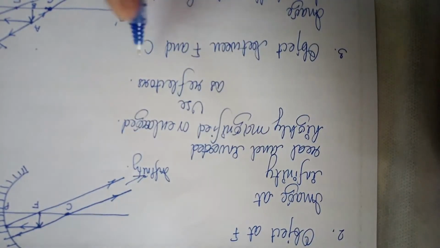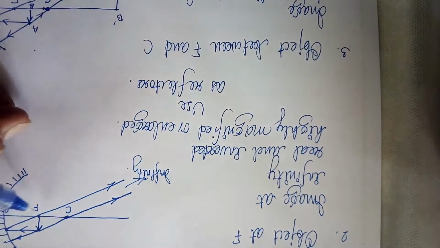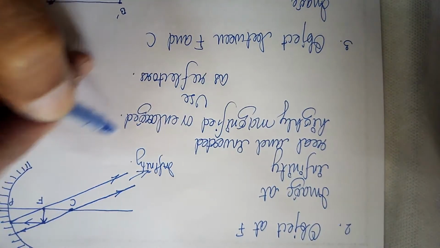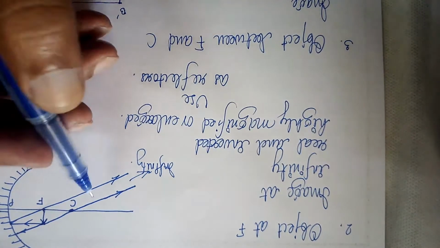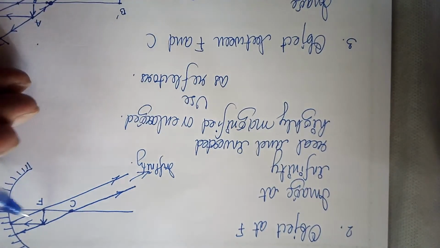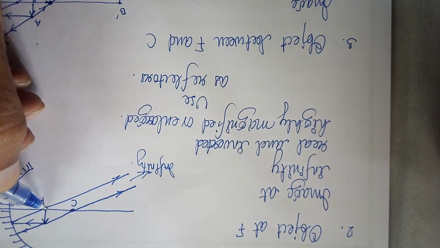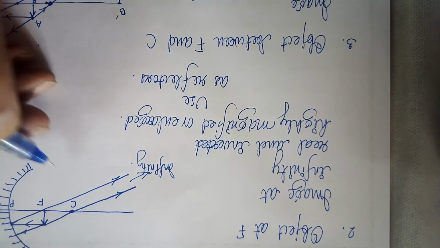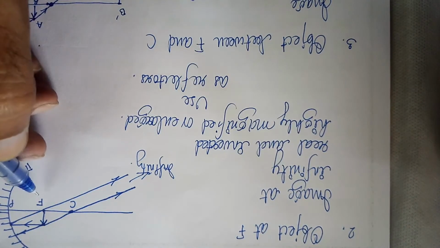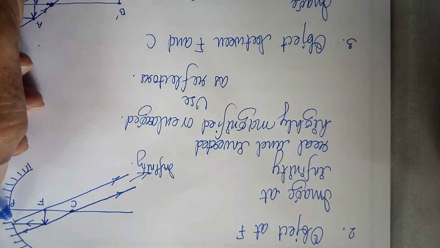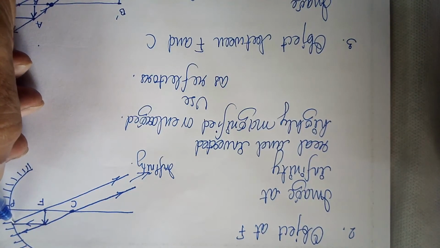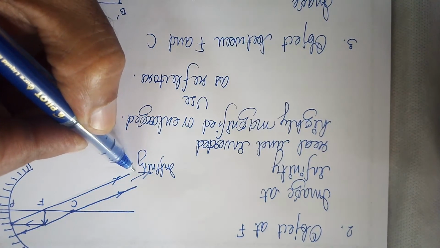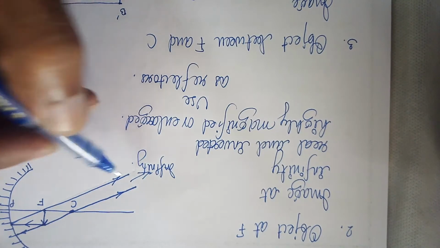Now the second one. Now consider the object is placed at F, the focus. Now consider this object which is placed at the focus of this concave mirror. Now the parallel ray of light from the top of the object hits the concave mirror and passes through the focus of the mirror, giving us the reflected ray.